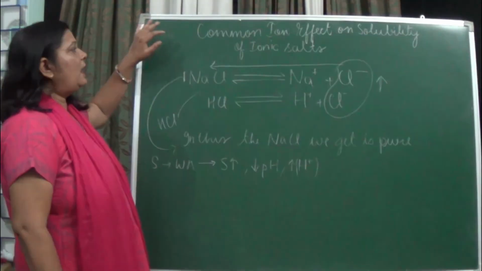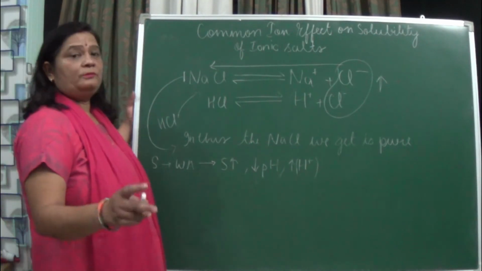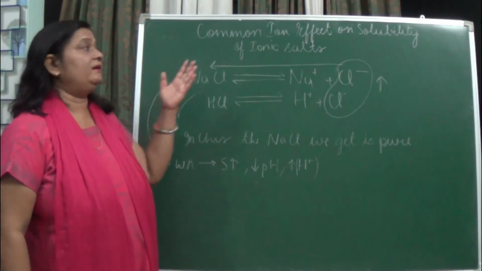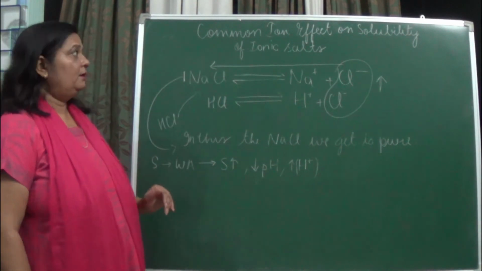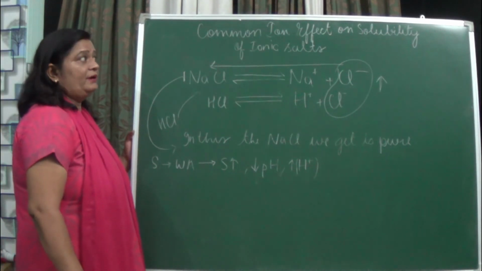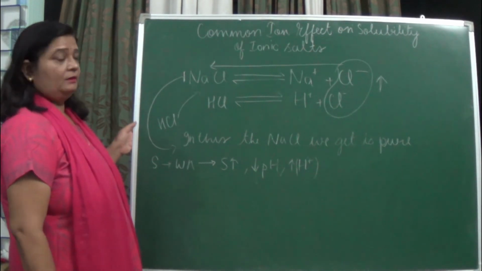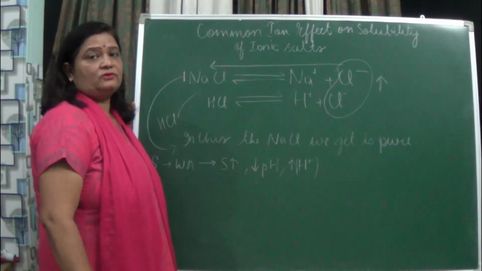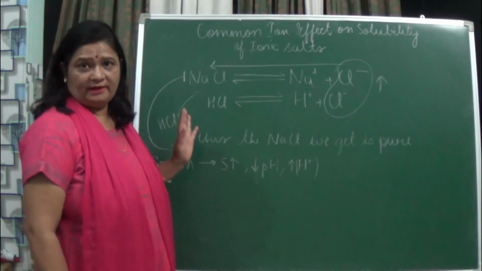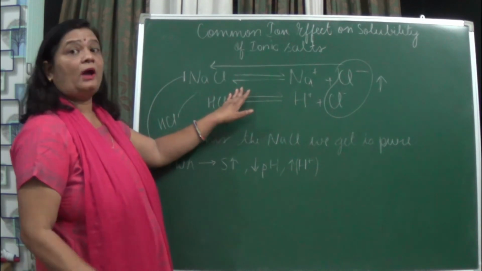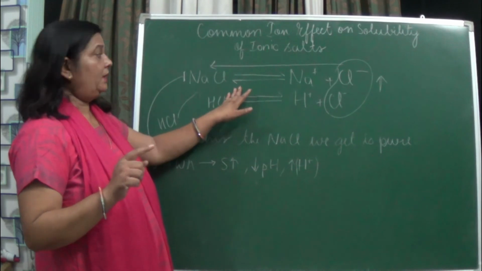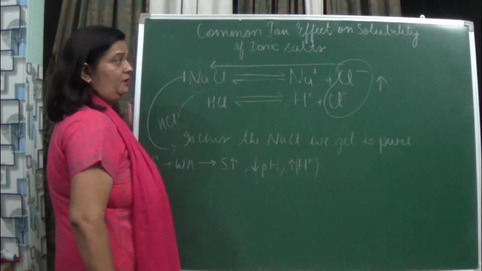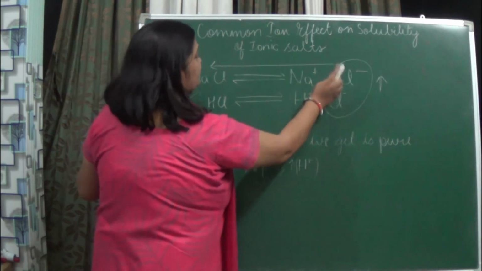Now let us study the common ion effect on the solubility of ionic salts. Actually here we will be taking ionic salts and seeing the common ion effect on the solubility. How? If we take NaCl, it is a strong electrolyte, so naturally it will break into Na+ and Cl-. But here we are taking the reaction at the equilibrium stage only, so I have written the sign of equilibrium: NaCl in equilibrium with Na+ plus Cl- ions.